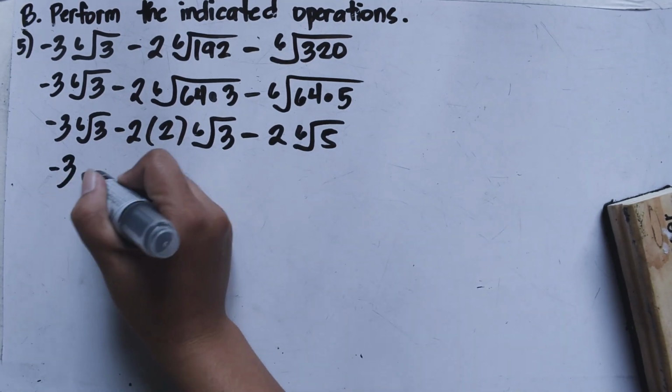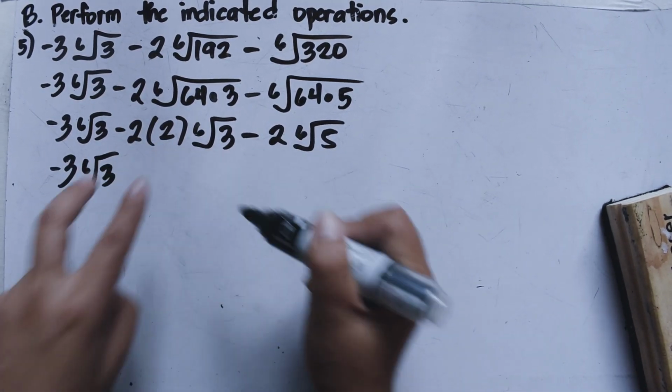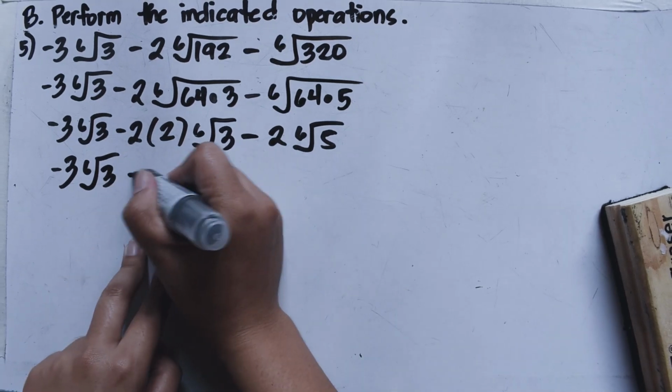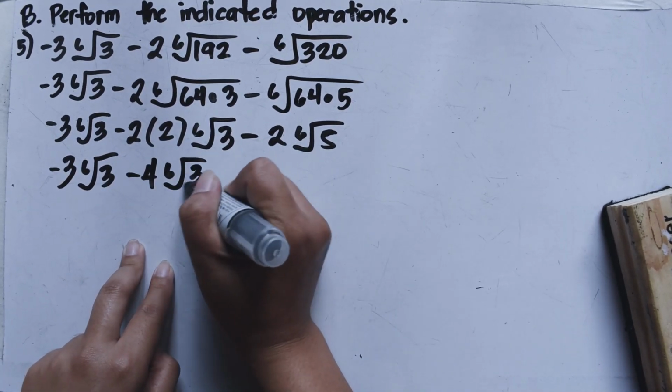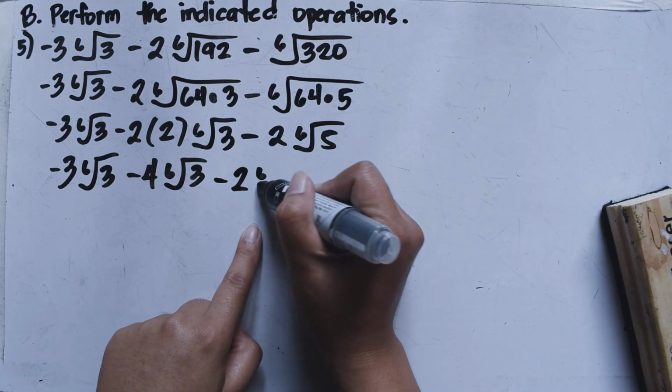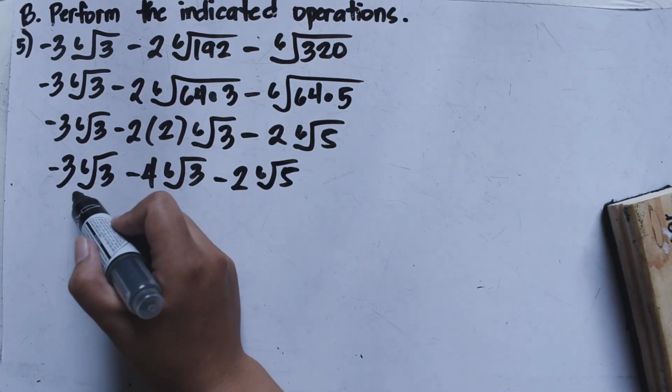So we have, of course, just copy again. Then simplify: negative 2 times 2, we have negative 4, copy, 6th root of 3. And then this one, just copy, minus 2, 6th root of 5. So simplify, combine like terms.